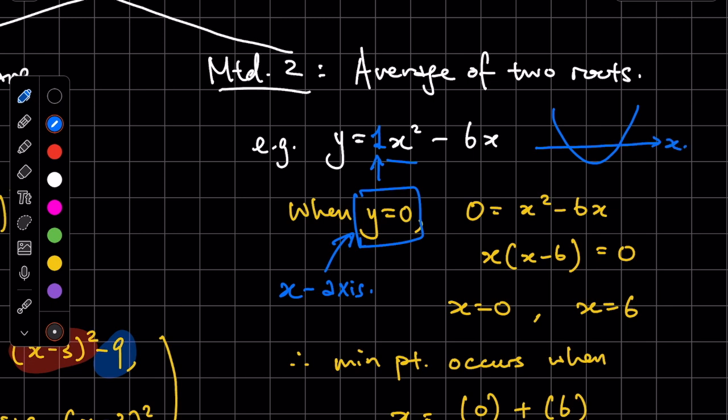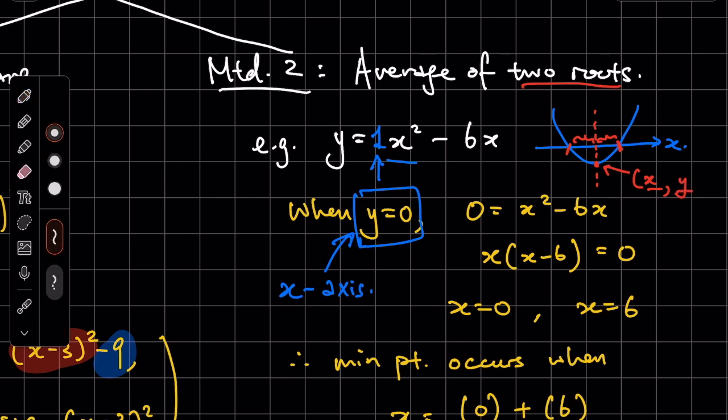Now if I do that, I know that my two roots are just here and here. And what is my turning point? My turning point is here. It's always right in between my two roots. So what I'm doing is finding the average of the two roots to find this x coordinate. And the y coordinate, of course, I need to find out afterwards.